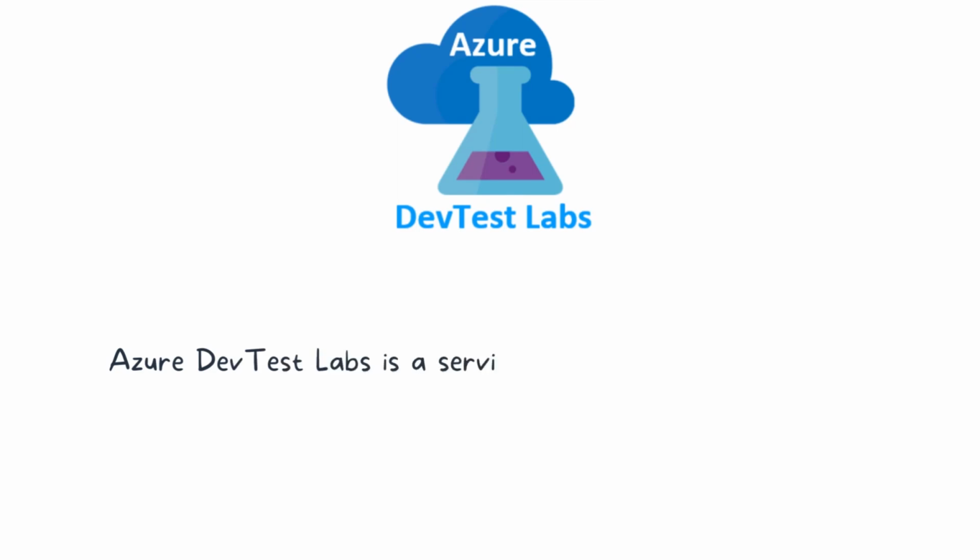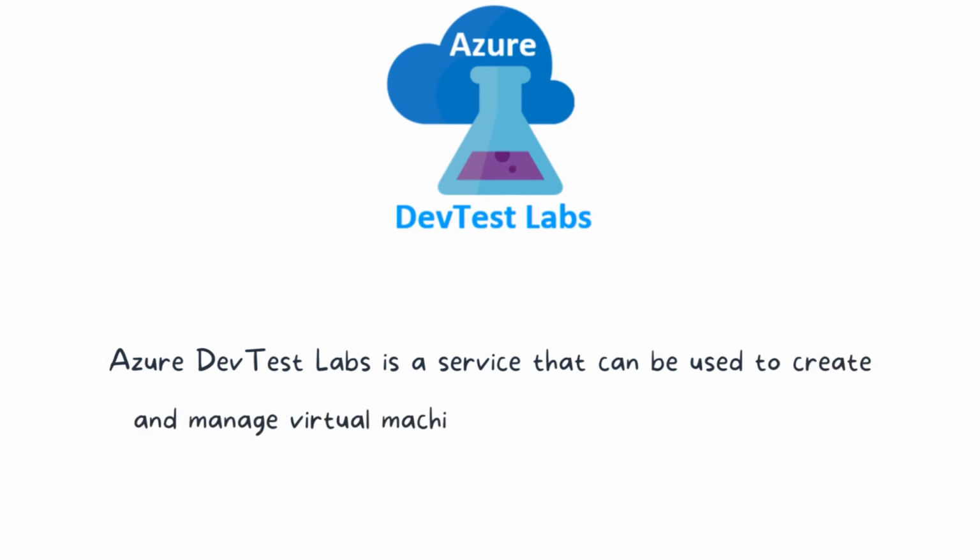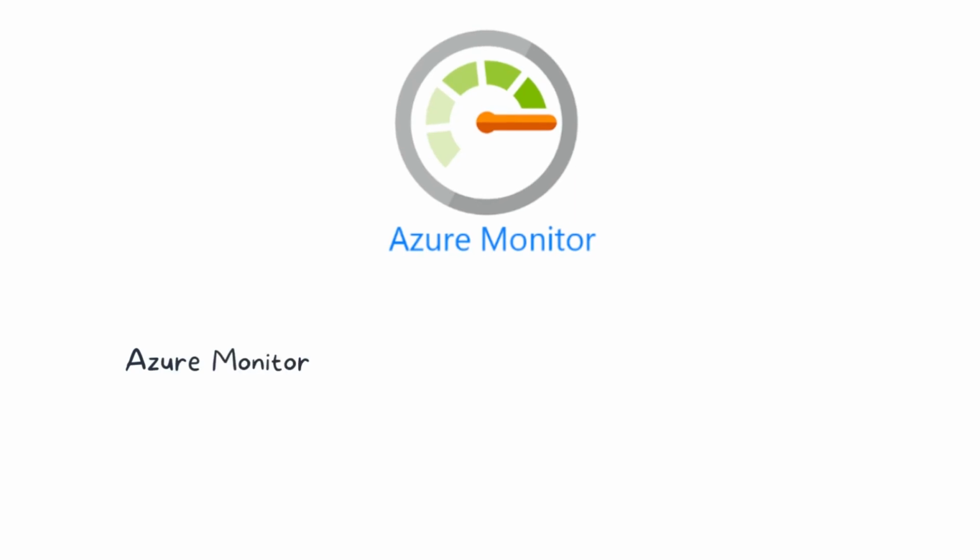Now let's talk about the next service, which is Azure DevTest Labs. Azure DevTest Labs allows DevOps teams to create and manage pre-provisioned environments for development and testing purposes. That means it can be used to create and manage your virtual machines for the development environment, or we can use it for testing before we release our application to production. So it is a very useful service in terms of testing.